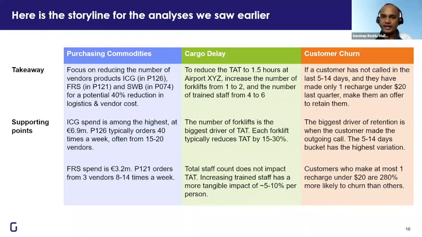Similarly, for the airline cargo delay problem, what we called out was to reduce the turnaround time to 1.5 hours, increase the number of forklifts from 1 to 2 in each shift, and the number of trained staff from 4 to 6 in the evening shift. This is the kind of narrowed explanation that we had gone in with from a story standpoint. Thereby, the output is very clear. The action is also summarized.